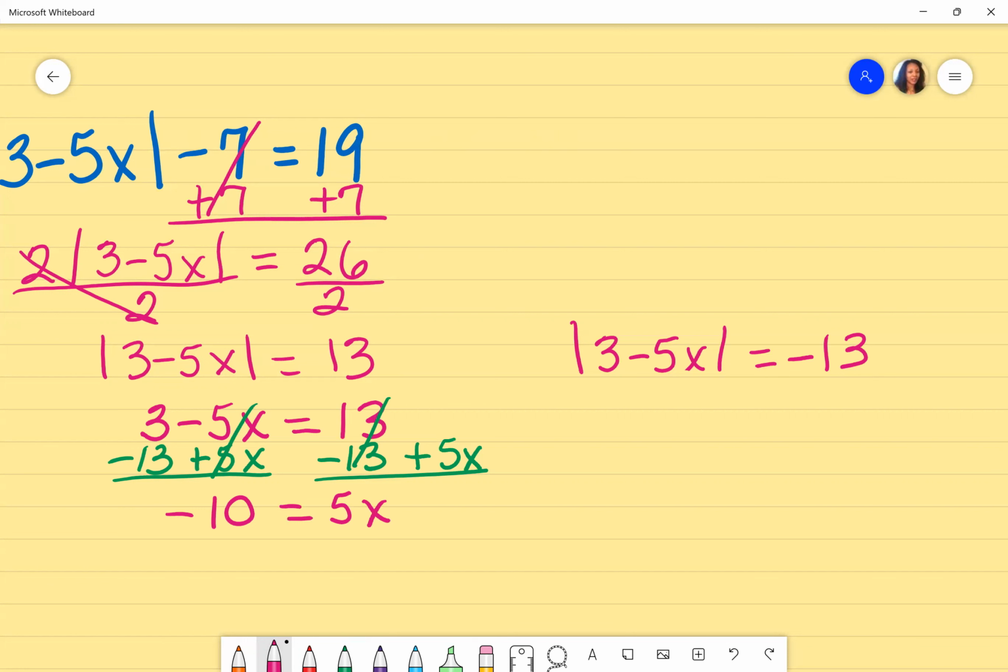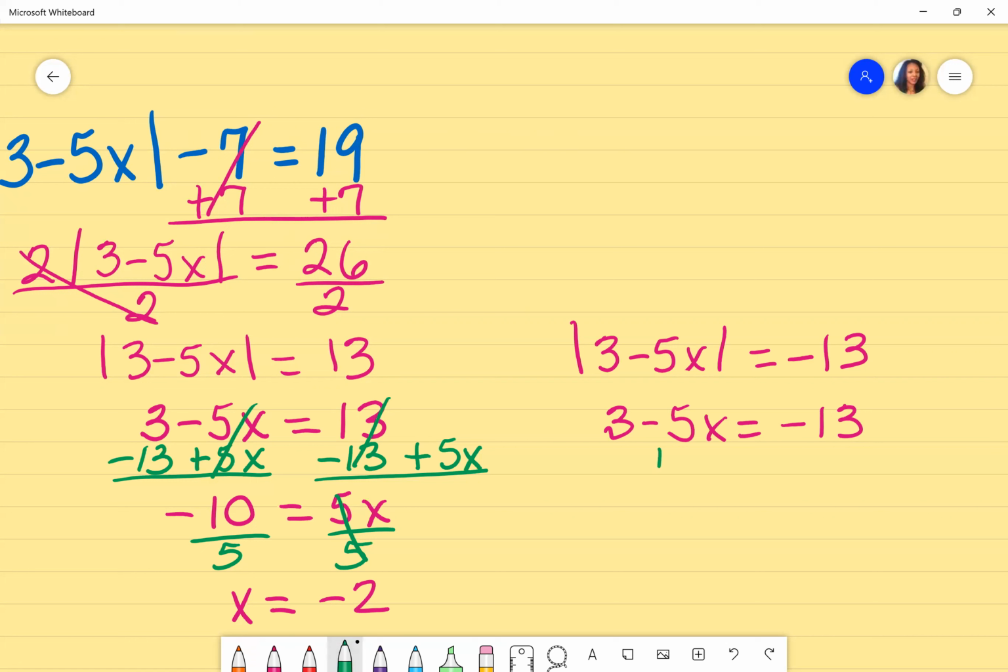Well, what's stopping x from being by itself? 5. Now, if it bothers you that the x is on the right-hand side, just swap it around. So x is equal to negative 10 divided by 5, which is negative 2. And now we're going to go over to the other side and do the same thing. Drop the bars. And this time it's set equal to negative 13.